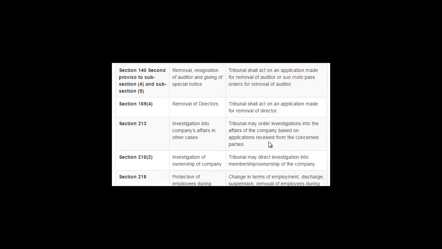Section 213, investigation into the company's affairs in other cases, talks mainly about the tribunal ordering investigation into the affairs of the company based on an application received from the concerned parties. The definition of concerned party must be elaborated in the future itself.